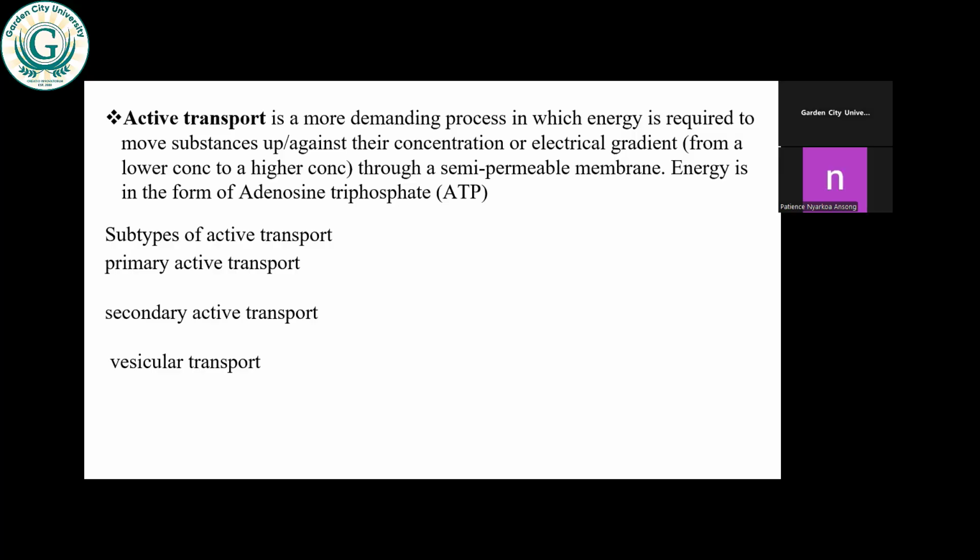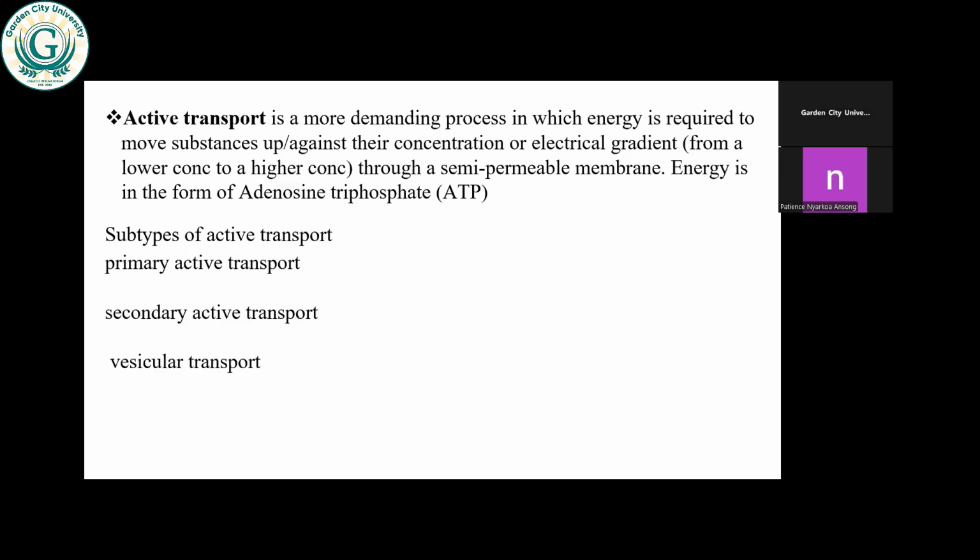Then we look at active transport. Active, as I've explained earlier, is more demanding because the molecules that you are transporting, first of all, where they are found, their concentration is low, but you still want to move them from where it's low to where it's high. Without energy, you can't move it. Without a push, you can't move it. And that's why ATP comes into play.